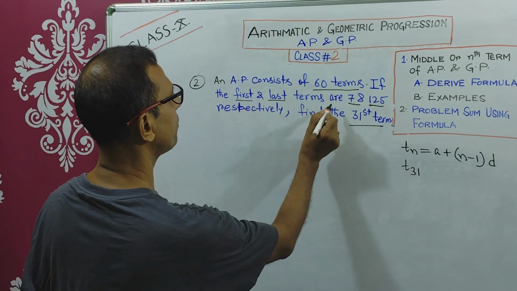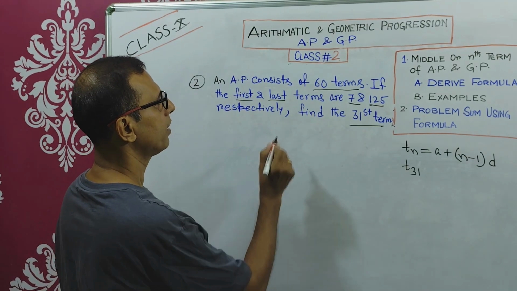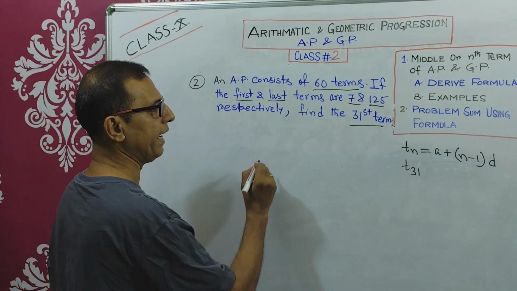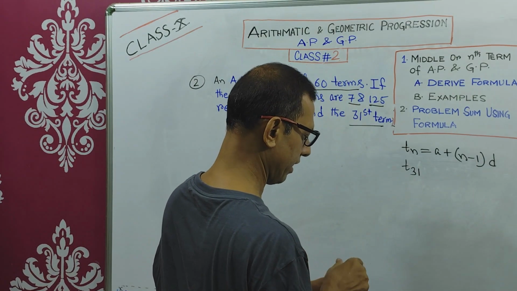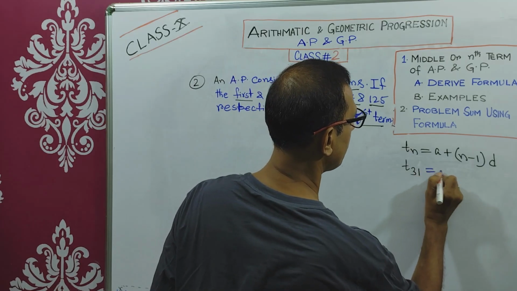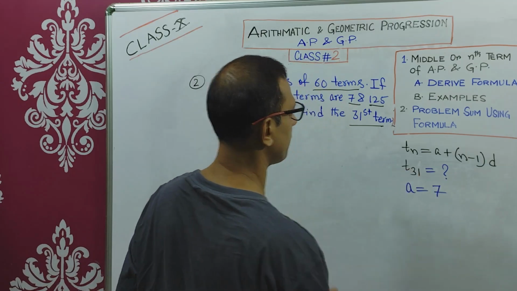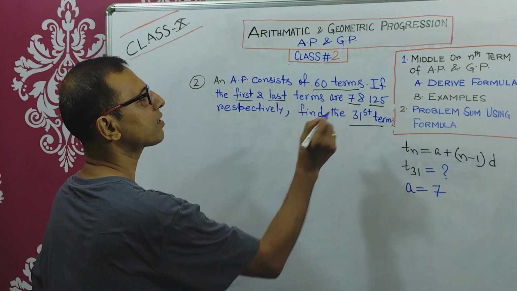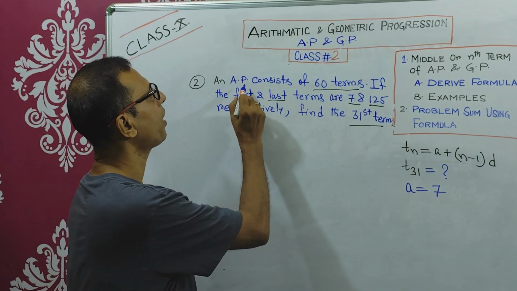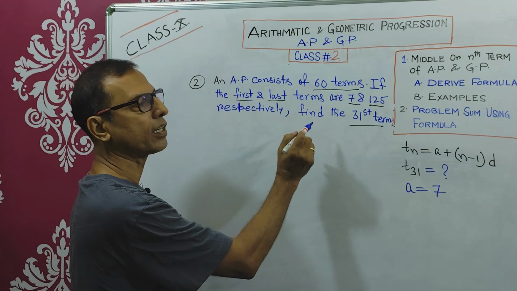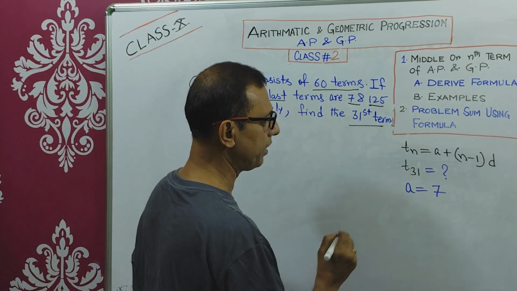But here A, n and D values are not given directly. What is told is the first term, that is A, so the A value is given. What is the value of A? Here you need to find T31. A equals the given value, that is 7, the first term is 7. And the last term means what term? You have 60 terms in this AP, and the last term is 125, that means T60 equals 125.